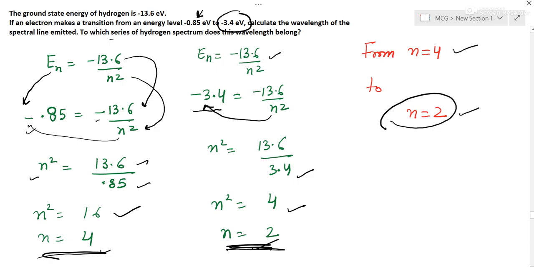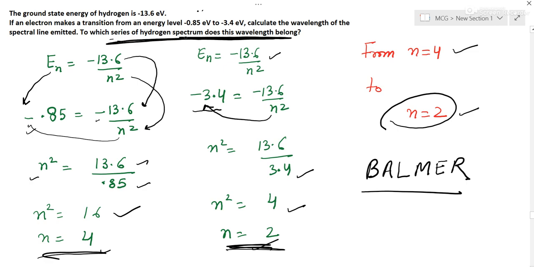And when we return to second, the spectral series, to which series does it belong? You must remember that it will be Balmer. So we have answered this question: to which series does it belong?